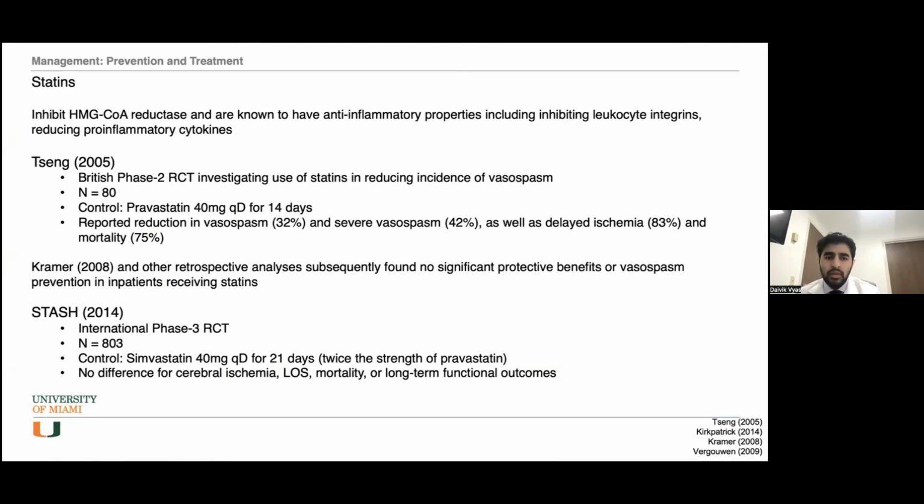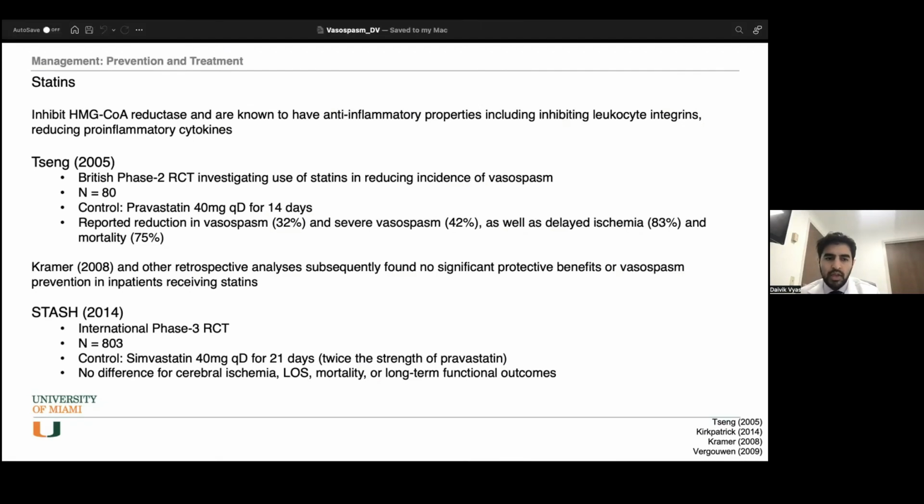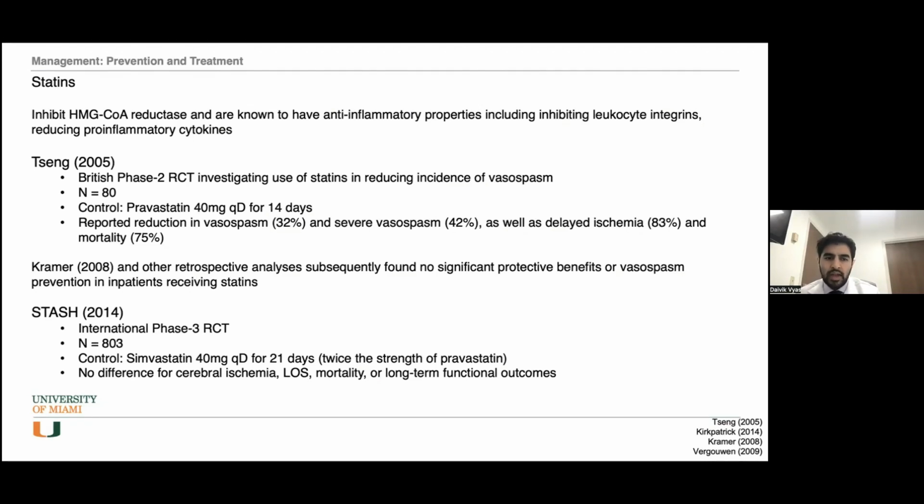And ultimately, the STASH trial that was published in 2014 was an international phase 3 trial that provided even more definitive evidence on this. So in 800 patients, they gave a stronger statin, simvastatin, 40 milligrams every day for 3 weeks. So at twice the strength and for a longer duration than the Sang trial, and found that there's no difference for cerebral ischemia, length of stay, mortality, or long-term functional outcomes. So the literature generally is now falling away from the use of statins for vasospasm prevention.